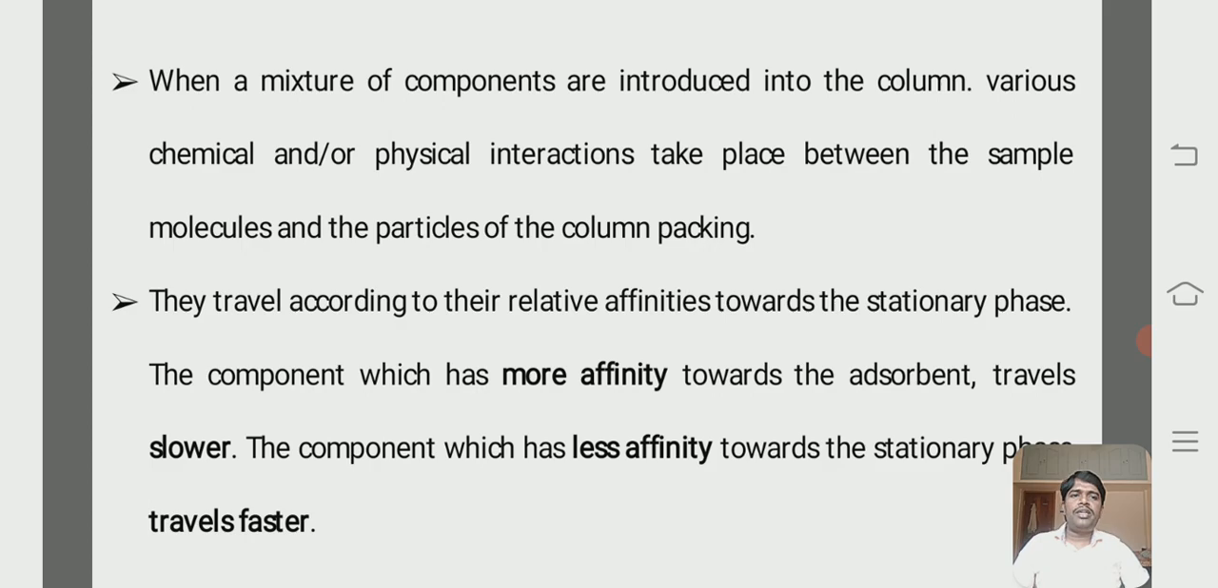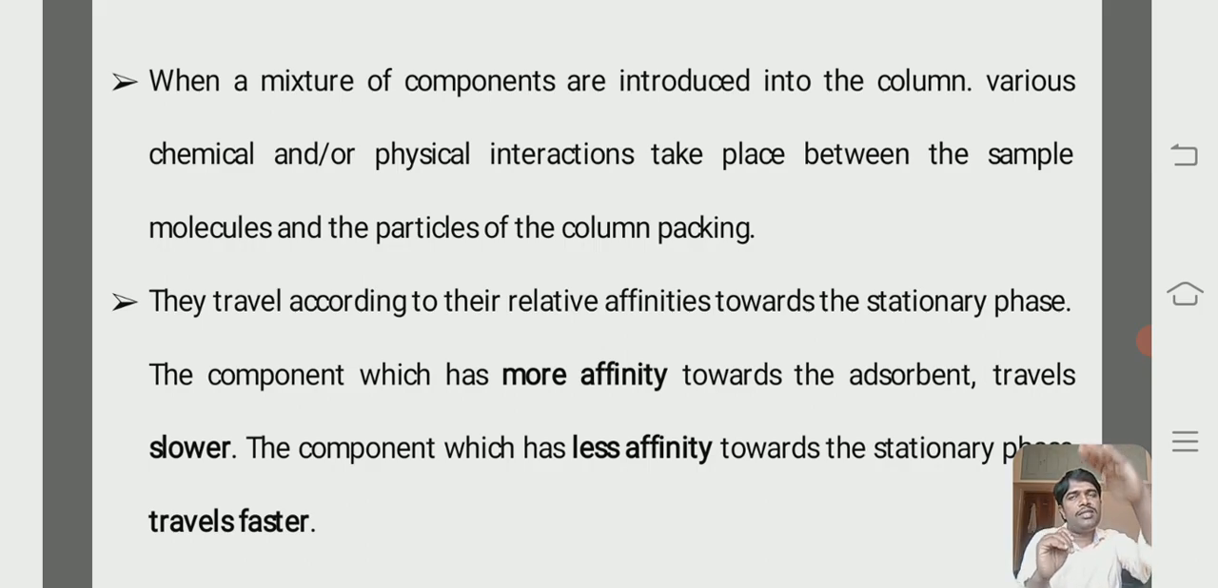So this HPLC works mainly on the principle of separation by adsorption. When a mixture of components is introduced into the column, various chemical or physical interactions take place between sample molecules and the particles of the column packing, that is, between the mobile phase and the stationary phase. They travel according to their relative affinities towards the stationary phase.